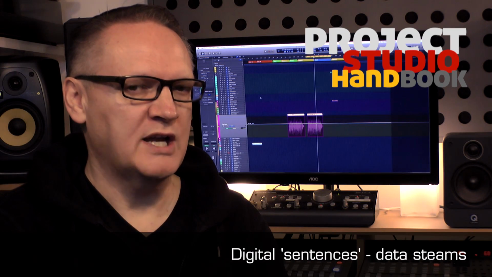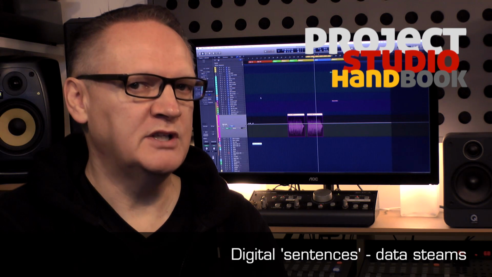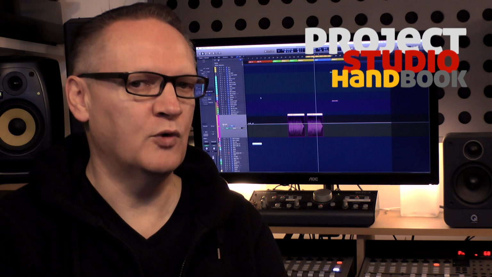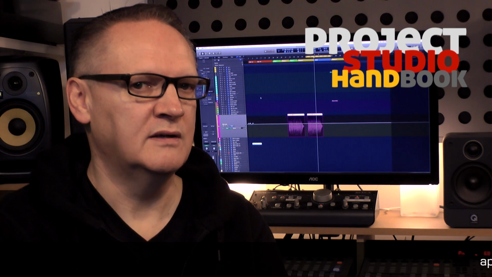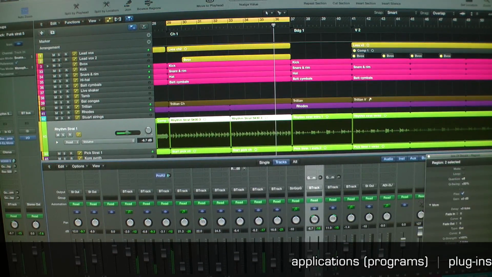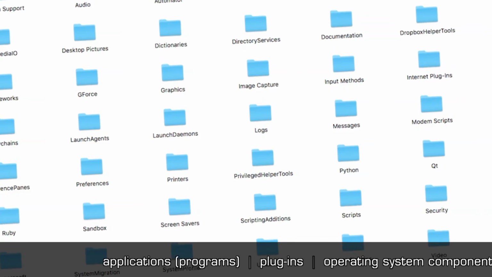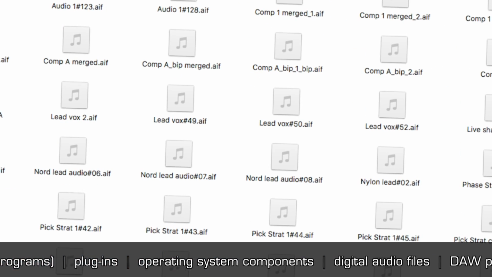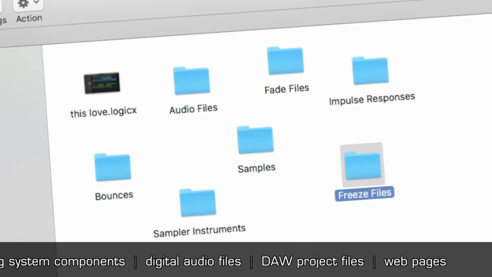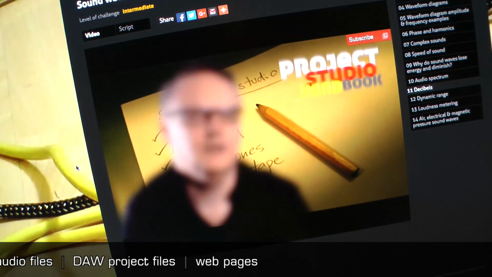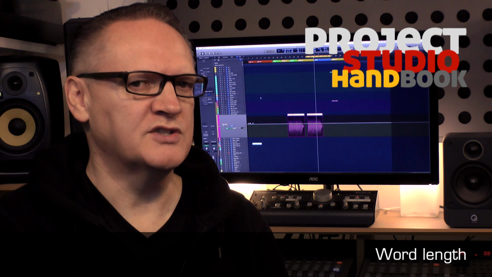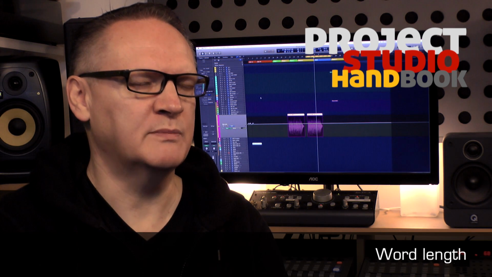Like words in the English language, individual bytes are of limited use, but when combined into sentences, they become expressive and powerful. These sentences can be used to form different types of software and data, including applications, plugins, operating system components, digital audio files, DAW project files, and web pages. Combining bytes into sentences allows complex software components to be created.